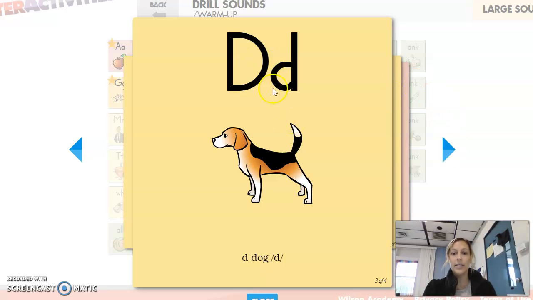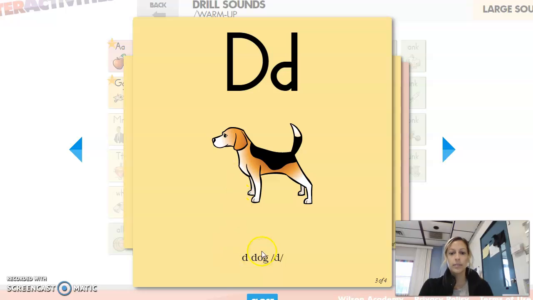This is the letter D. This is a picture of a dog. The letter D makes the sound D. D, dog, D.